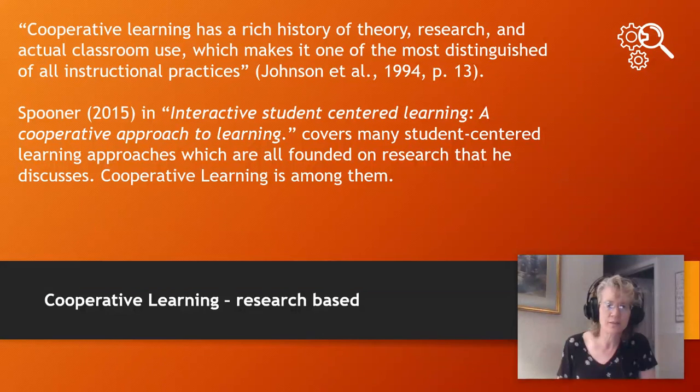Definitely research based. It has a rich history of theory, research, and actual classroom use. And this book by Spooner covers many student-centered learning approaches. They were all founded on research that he discussed, and cooperative learning was among that.